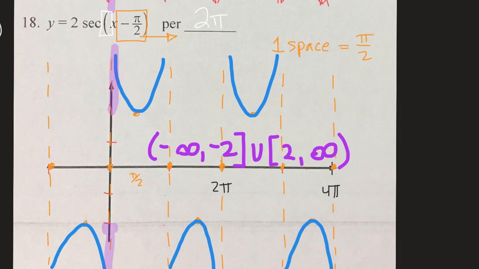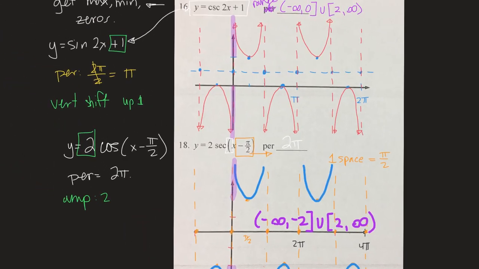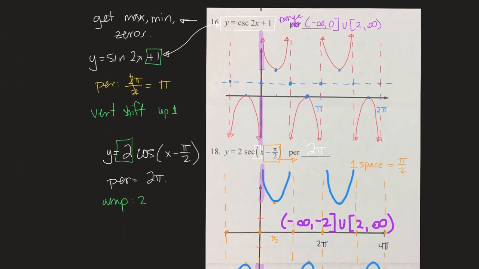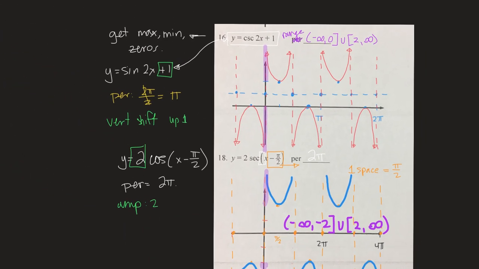Excellent job. Okay, so when we're graphing secant and cosecant, we want to get the maxes, the mins, and the zeros from your related sine and cosine equation. Okay? Have fun with these. They're pretty okay stuff.